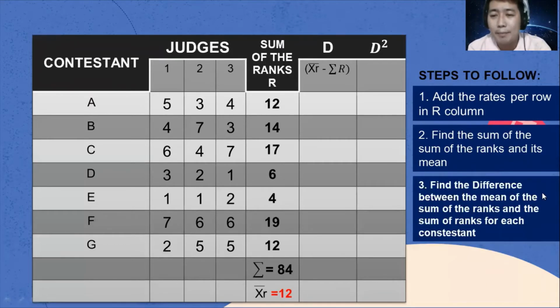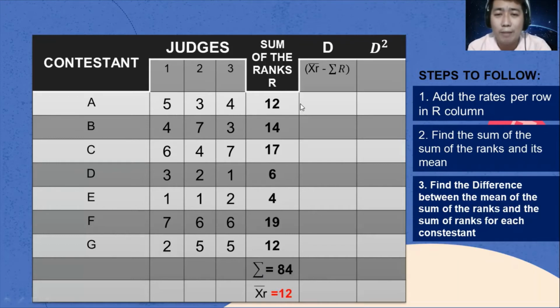The next step, find the difference between the mean of the sum of the ranks and the sum of the ranks for each contestant. We are going to subtract: 12 minus 12, 12 minus 14, 12 minus 17, 12 minus 6, 12 minus 4, 12 minus 19, and 12 minus 12.